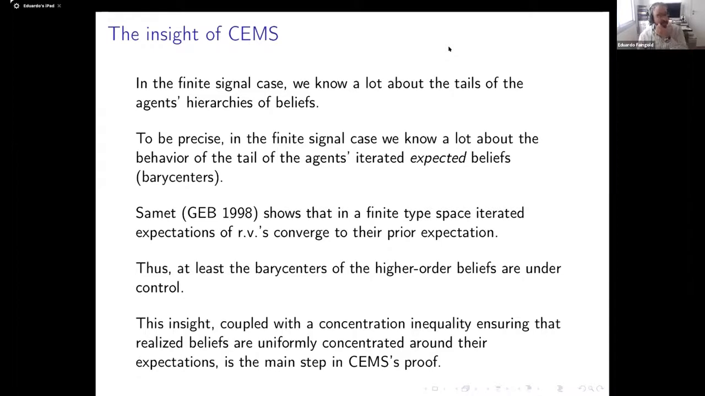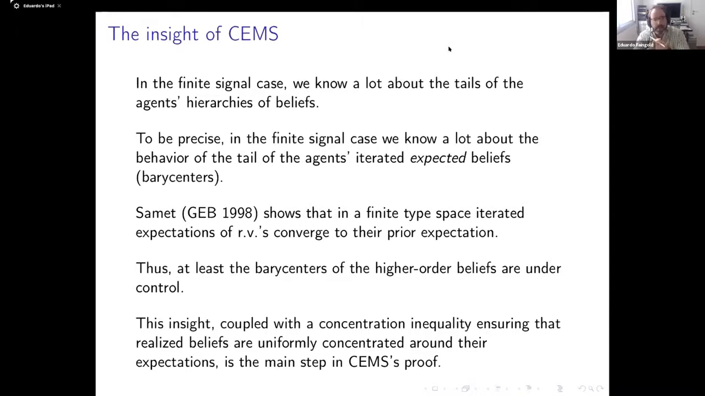So what's the insight of Cripps, Ely, Mailath, and Samuelson? In the finite signal case, we know a lot about the tails of the agents' hierarchies of beliefs. And when I talk about hierarchies of beliefs, let's not even think about the learning case. Let's suppose that you already learned the parameter, which is going to happen anyway. The issue here is, what do you think the other guys have learned? So what are your beliefs about the private signals of the other agents? We know a lot in this finite signal case about the iterated expectations, and in particular the iterated expected beliefs in situations like that.